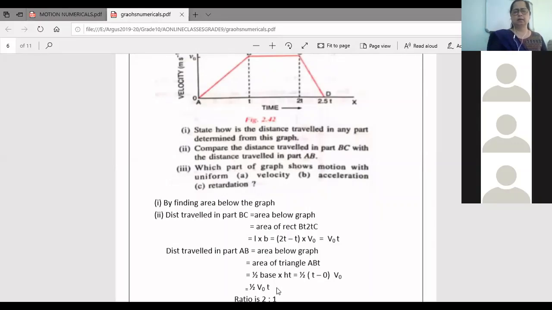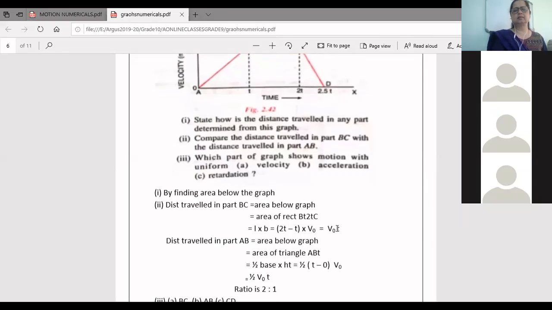And how do you compare? The distance traveled in BC is V0t.